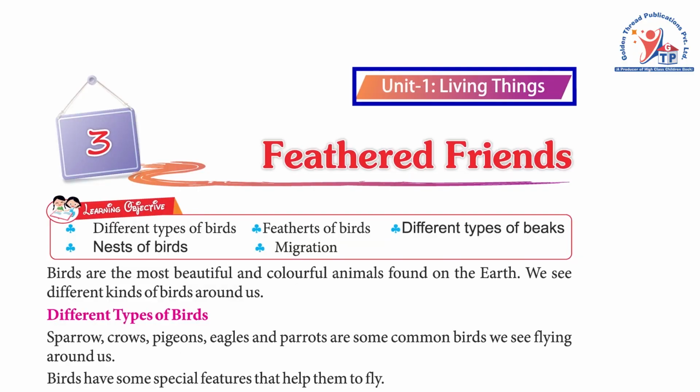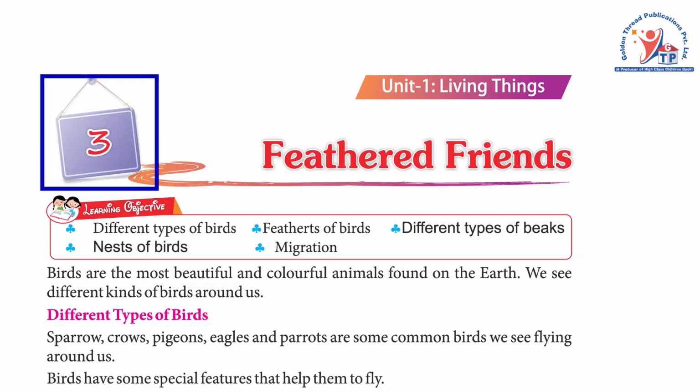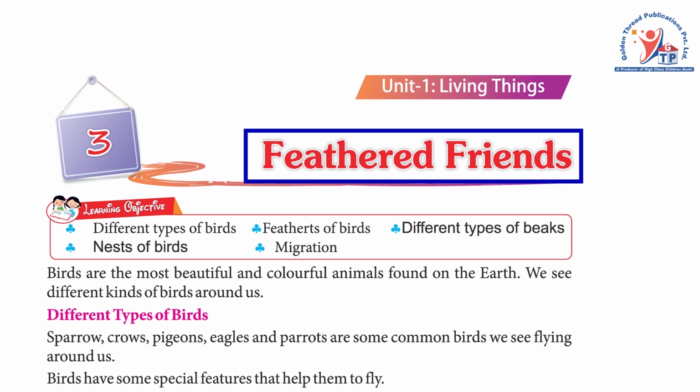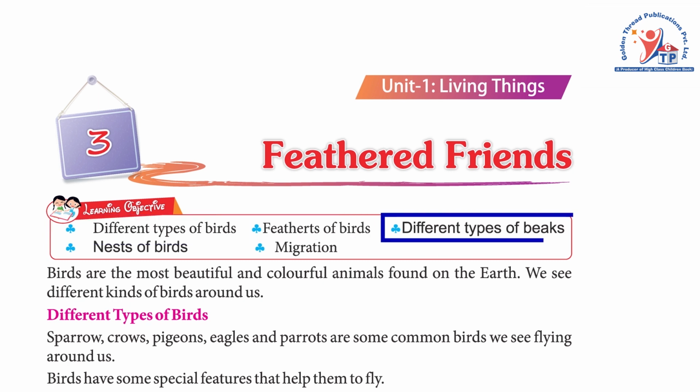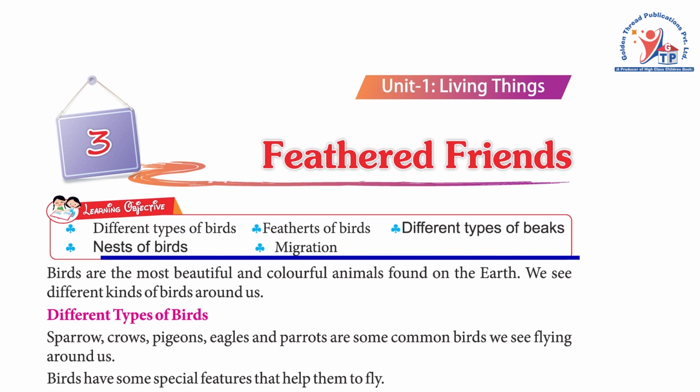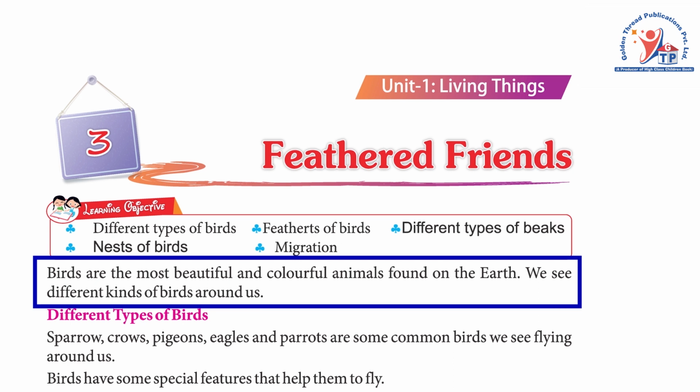Unit 1 Living Things. Chapter 3 Feathered Friends. Learning Objective: Different types of birds. Feathers of birds. Different types of beaks. Nests of birds. Migration. Birds are the most beautiful and colorful animals found on the earth.